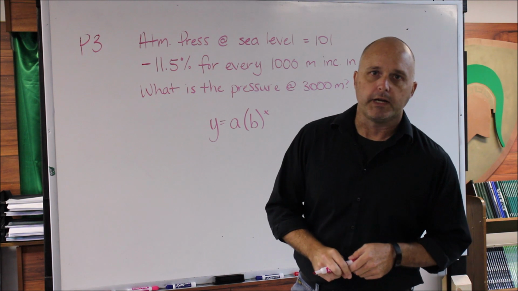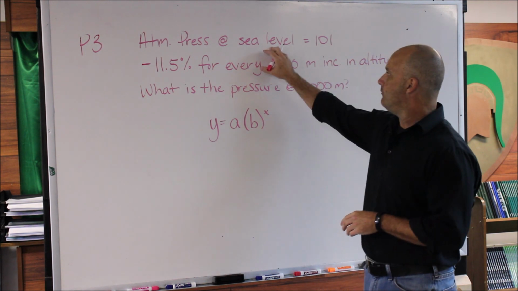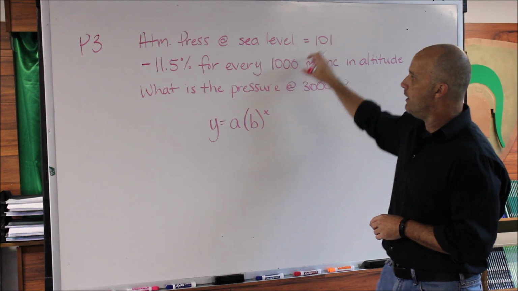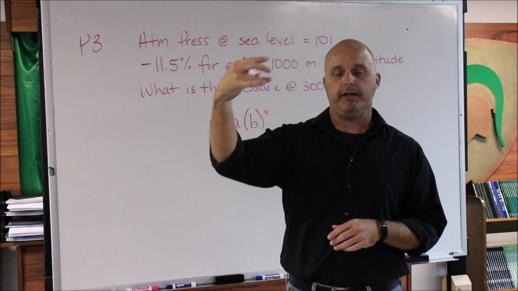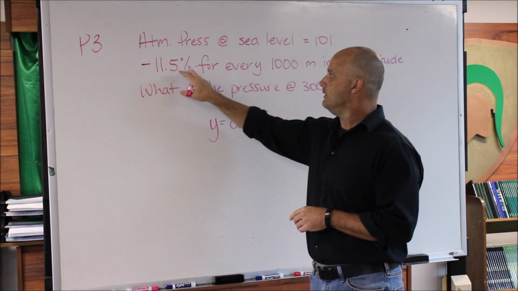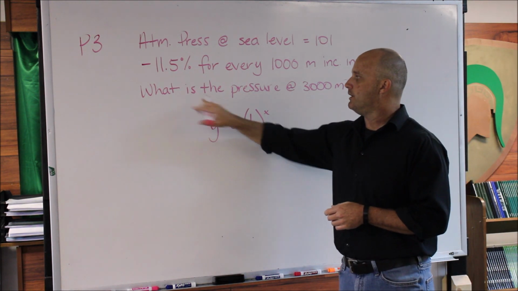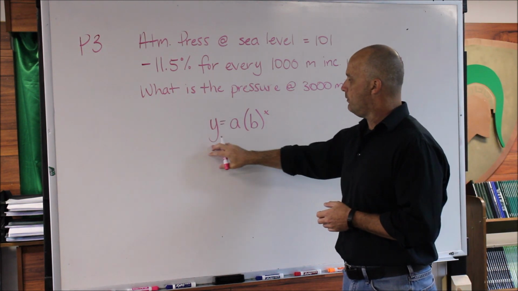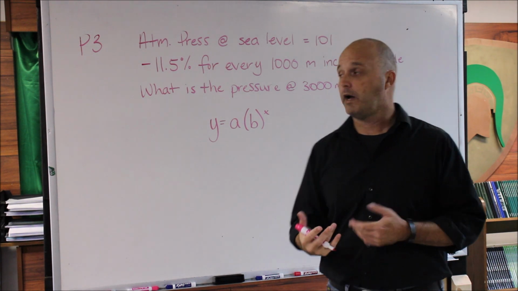In problem number 3, we're given the atmospheric pressure in kilopascals at sea level. And the number of kilopascals at sea level is 101. Then every time that you go up 1,000 meters in altitude, you're going to lose 11.5% of that atmospheric pressure. So the question is, what is the pressure at 3,000 meters? We're going to go ahead and use this exponential model to answer this question.